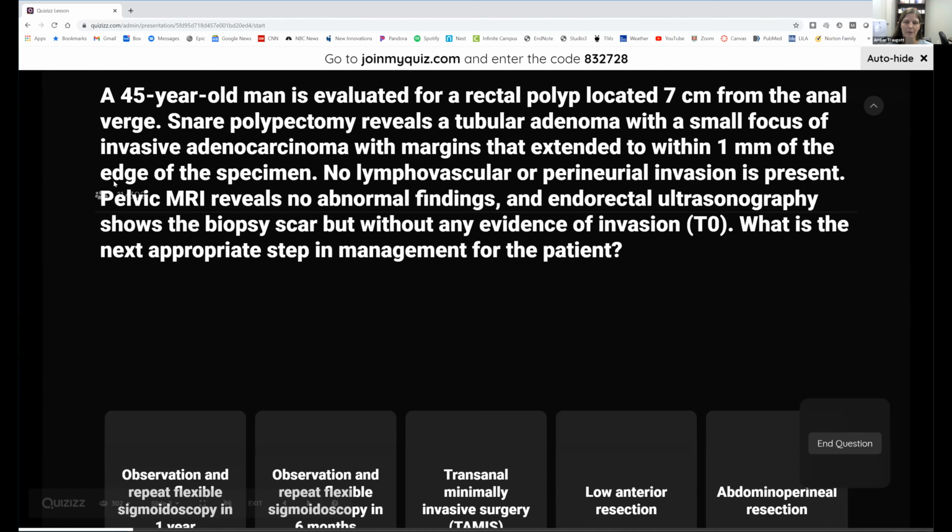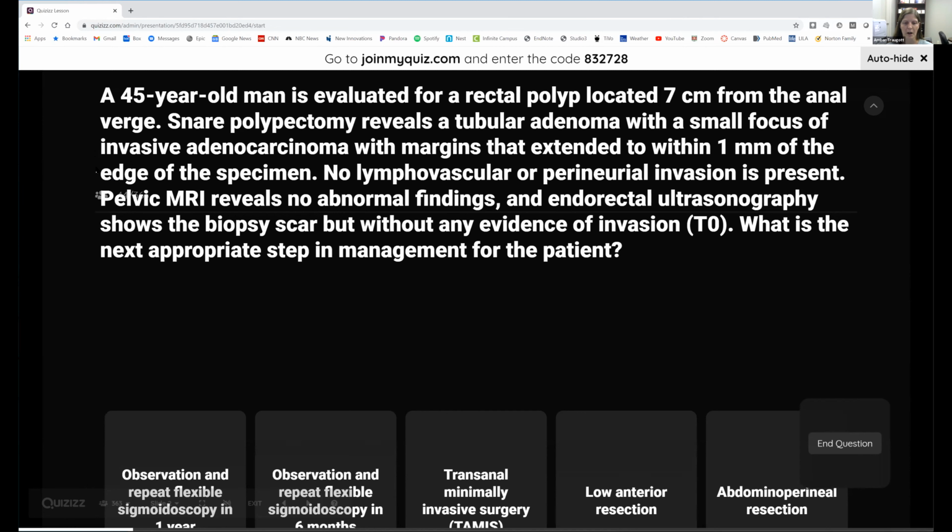Snare polypectomy reveals a tubular adenoma with a small focus of invasive adenocarcinoma with margins that extended to within 1 millimeter of the edge of the specimen. No lymphovascular or perineural invasion is present. Pelvic MRI reveals no abnormal findings, and endorectal ultrasound shows the biopsy scar, but without any evidence of invasion, so T0.